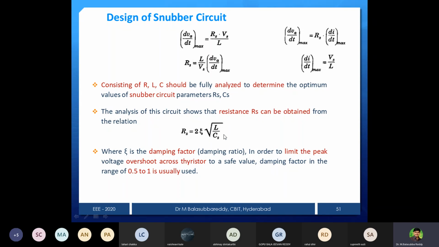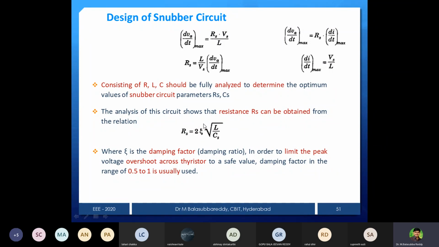This is the relation we got, an empirical relation, by changing the R value, L value, and the input value, all these parameters, and they found one suitable solution for the Rs, that is equal to 2 delta root L by C. Already we know what is the L. In the previous slide, there is a limiting inductor, or you can say limiting di by dt, where we calculated the L value. Now once you know the L value, automatically Rs is equal to 2 delta root L by C.